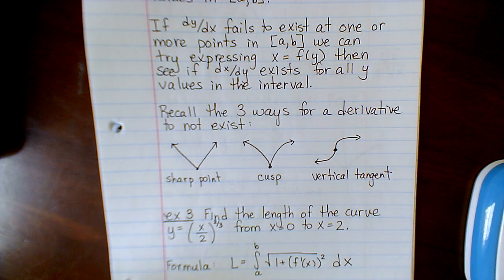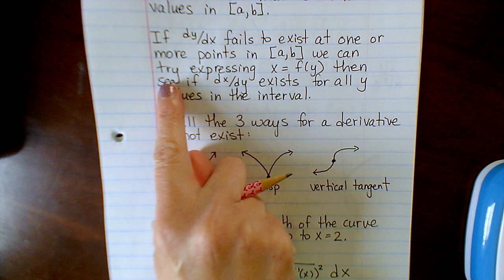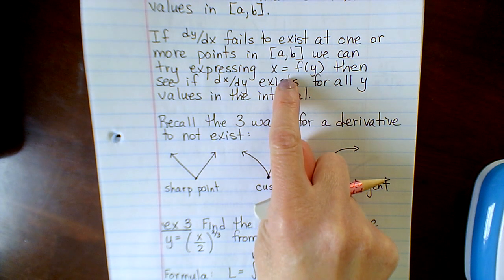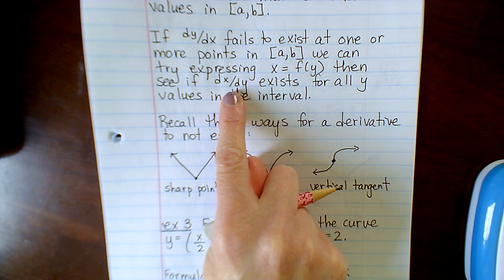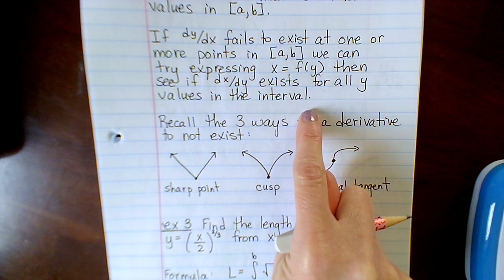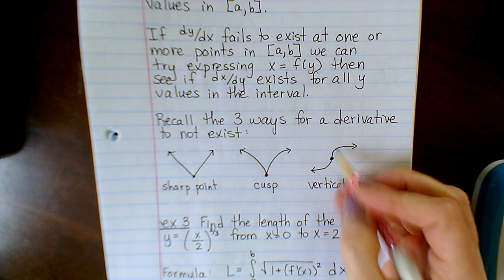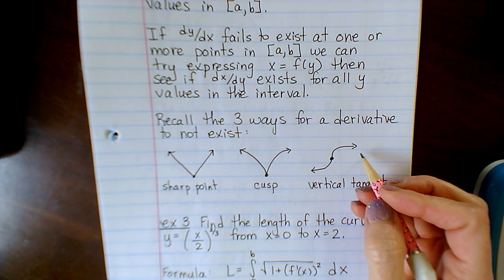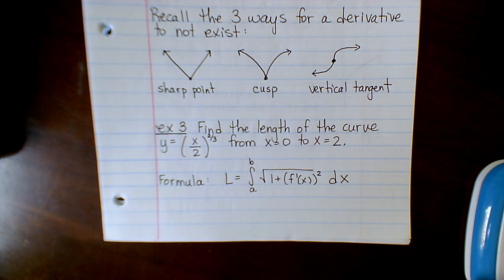Now what we can do to bypass that is try rewriting the function as x is a function of y, and then see if dx/dy exists for all y in the interval. So if there's a vertical tangent here and I rewrite this, then it would just be a horizontal tangent, which is perfectly fine. All right, so let's see an example of when that happens.